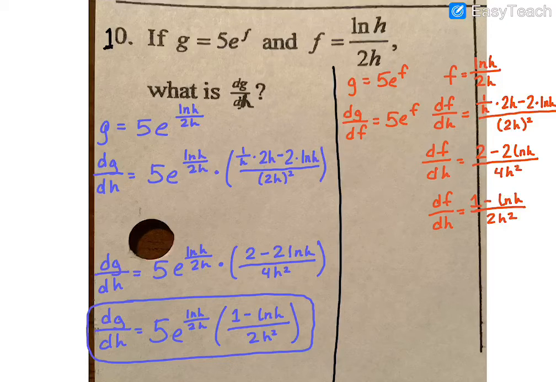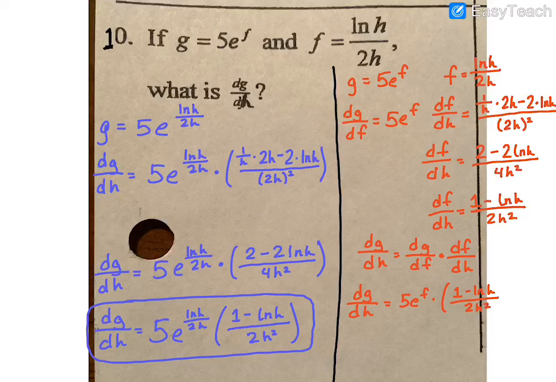over 2h squared. Now, since dg dh is what we're asked to find, keep in mind that can be found by doing dg df times df dh. Notice the df's will cancel, and those are both the pieces we found. So put this together, and dg dh is equal to dg df, which was 5e to the f, times df dh, which was the 1 minus natural log of h divided by 2h squared.